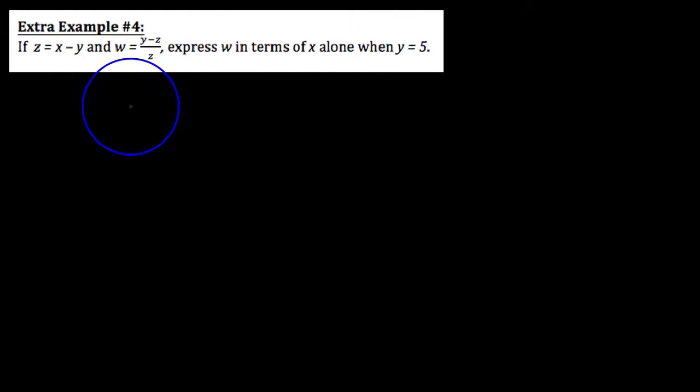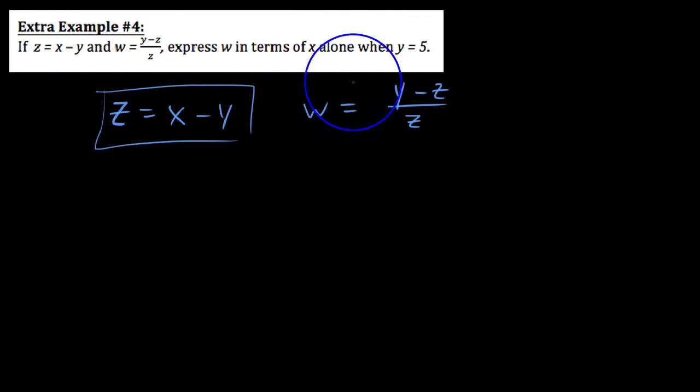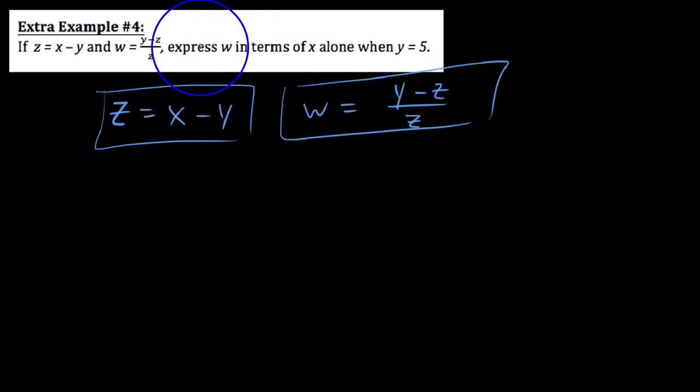It says if z, so some number z, is equal to another number x minus another number y, and w is some number that's equal to y minus z, we've seen these numbers before, all over z. Okay, we want to express w in terms of x alone when y equals 5. So this is kind of like the last problem I did when we related the perimeter and area of a rectangle, but you notice that we have two equations here. And what they're asking us to do is rewrite this, express w. So in other words, get w by itself, which is nice, by the way, because it's by itself here.